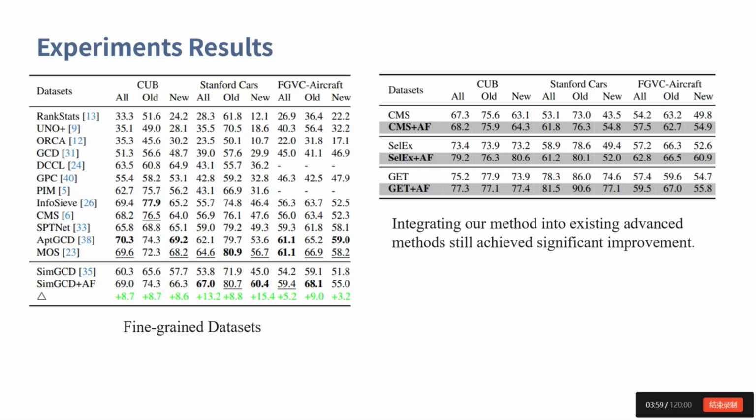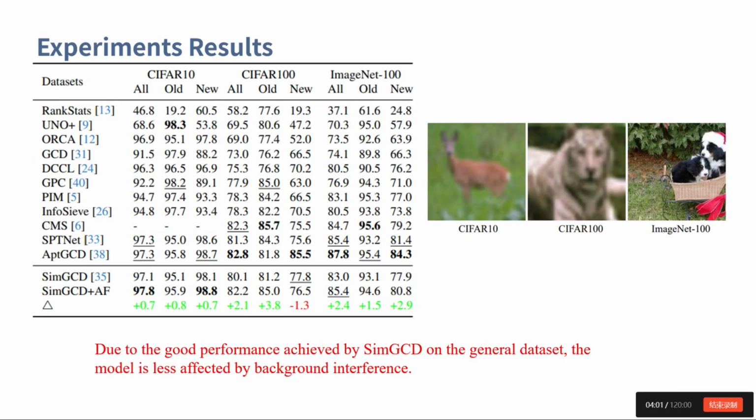On standard classification benchmarks, the improvements are smaller, which we attribute to two reasons. 1. Baseline algorithms already achieve strong performance on these datasets, and 2. Large datasets allow models to learn sufficiently well, making background interference less critical.